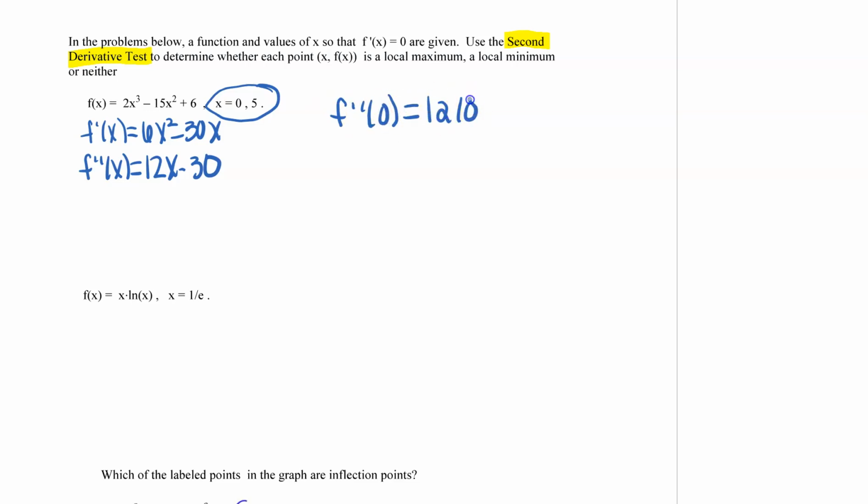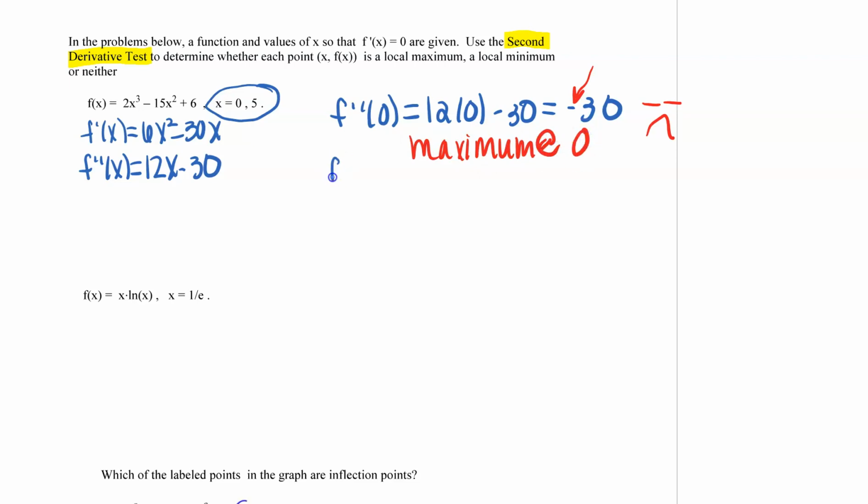And so I'm going to say, what is f double prime of 0? Well, that would be 12 times 0 minus 30. That gives me a negative 30. Because it is negative, my smiley faces, I know that I'm going to have a maximum at 0.